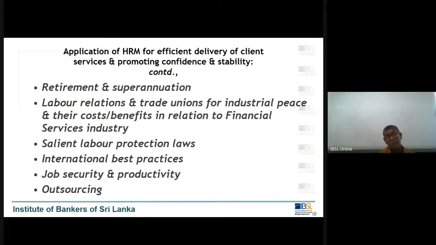In HRM, usually you definitely get one question. But rather than that, one day you're going to become a manager. So you need to manage your HR, you need to manage your staff. For that, having a little bit of knowledge about HR plays an important role. So that is why we need to understand HRM, and how we use it to provide better customer services as well as promote confidence and stability of the financial system. How it contributes.